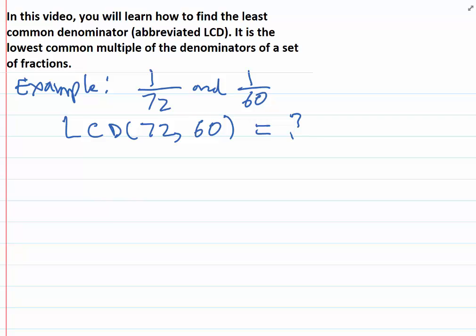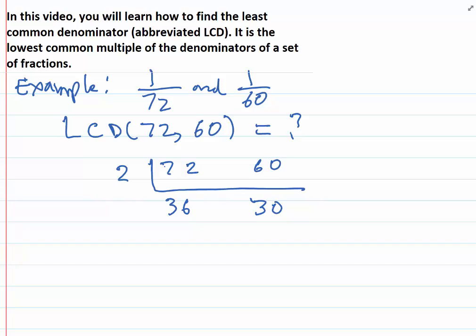Here's the first step. Write down 72 and 60 on a horizontal line and put the division symbol upside down. Let's begin by asking the following question. What is the smallest prime number that goes into 72 and 60, starting with 2? Well, 2 works for 72 and 60, so I'm going to put 2 here. Now 2 goes into 72 how many times? 36 times. And 2 goes into 60 how many times?